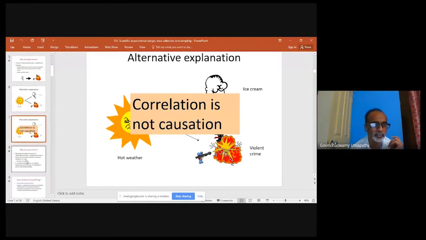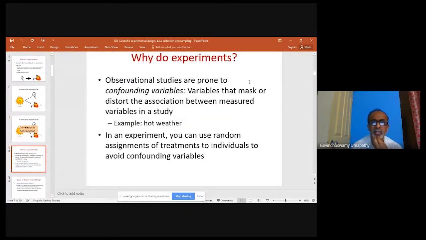So that's why we are telling here, observational studies are prone to confounding variables that mask or distort the association between measured variables in the study. For example, here, hot weather. And in an experiment, you can see a random assignment of treatment to individuals to avoid confounding variables. When you do an experiment, you have a lot of other variables, other confounding factors, that can really be worked on. So that's why one can really avoid this kind of issue.